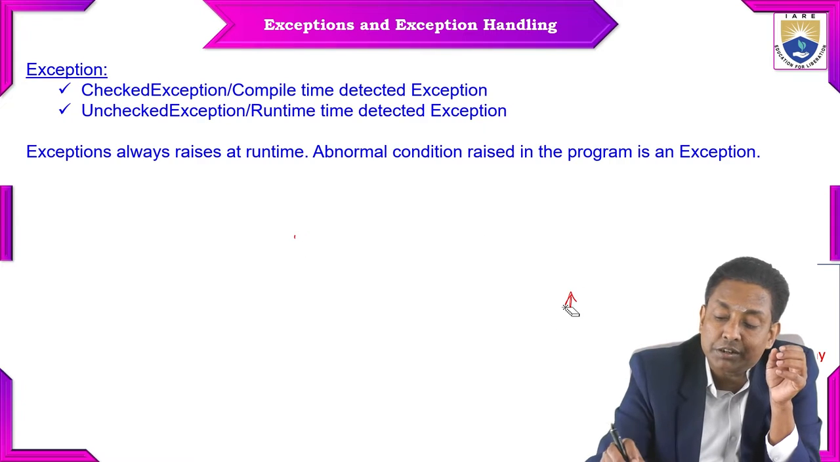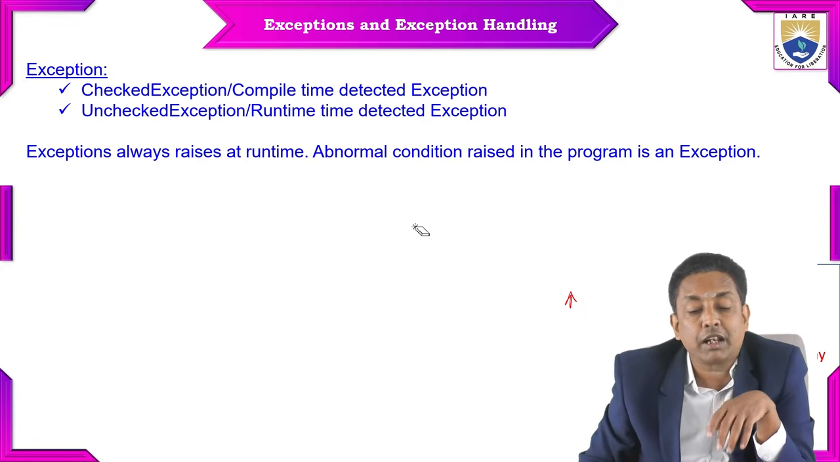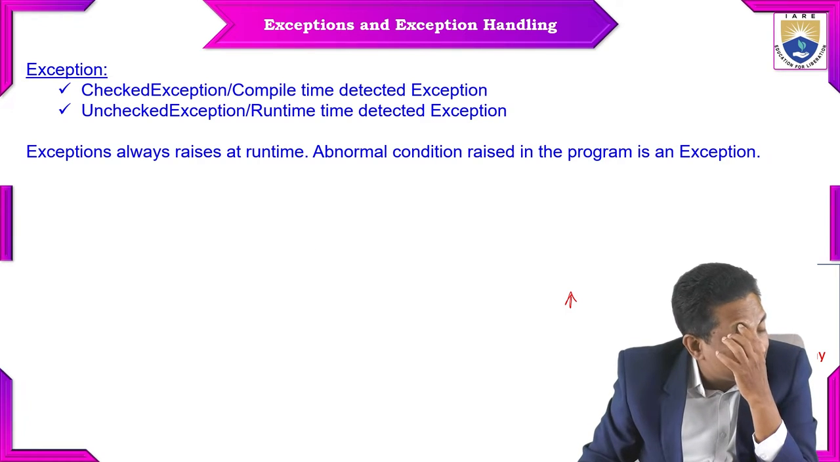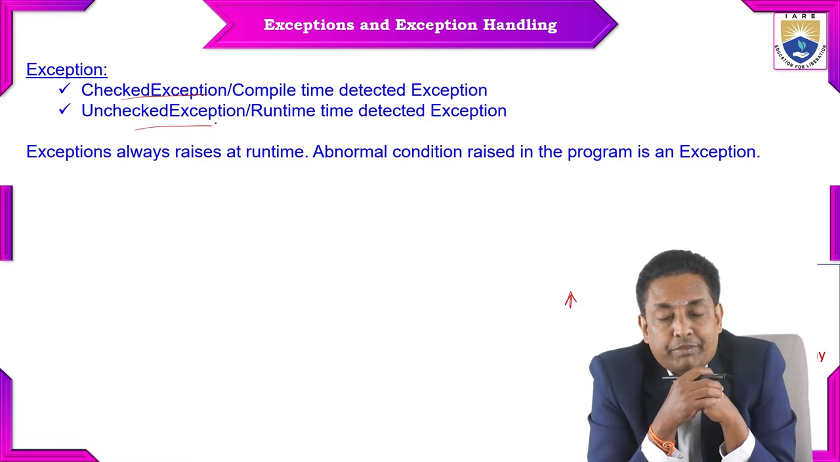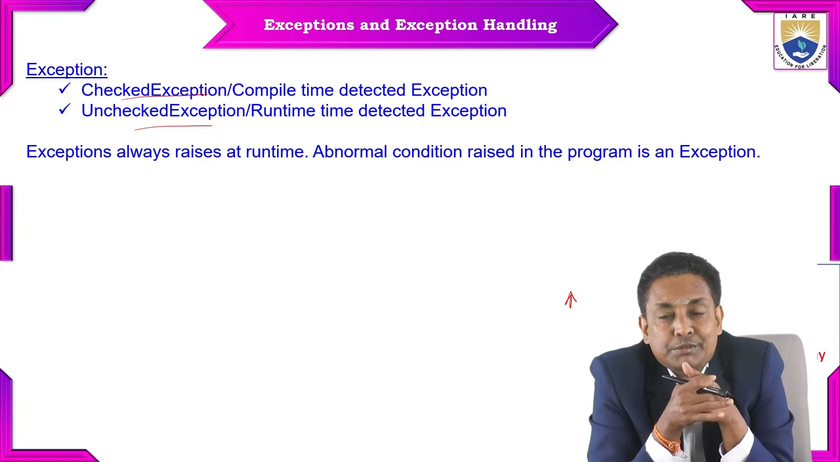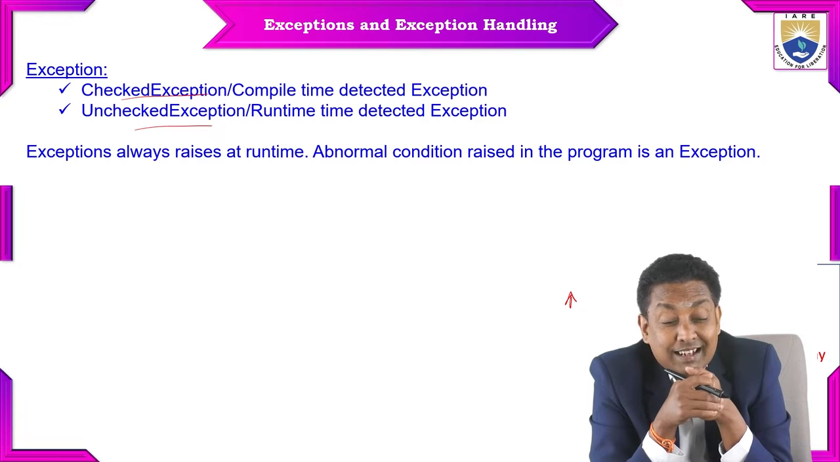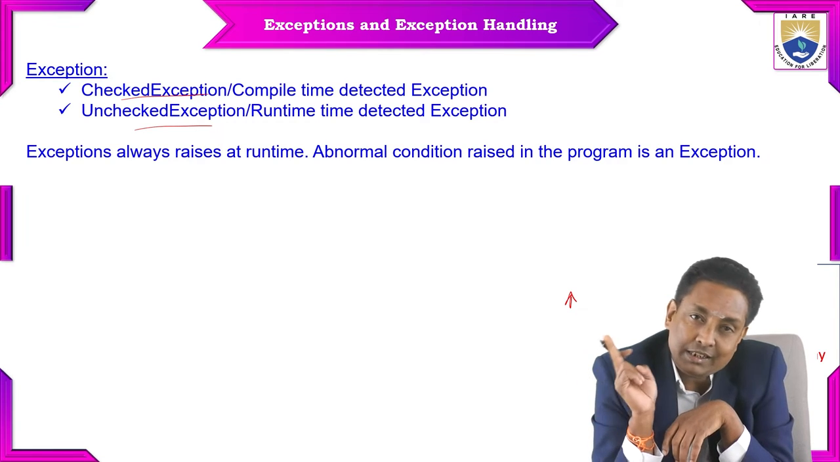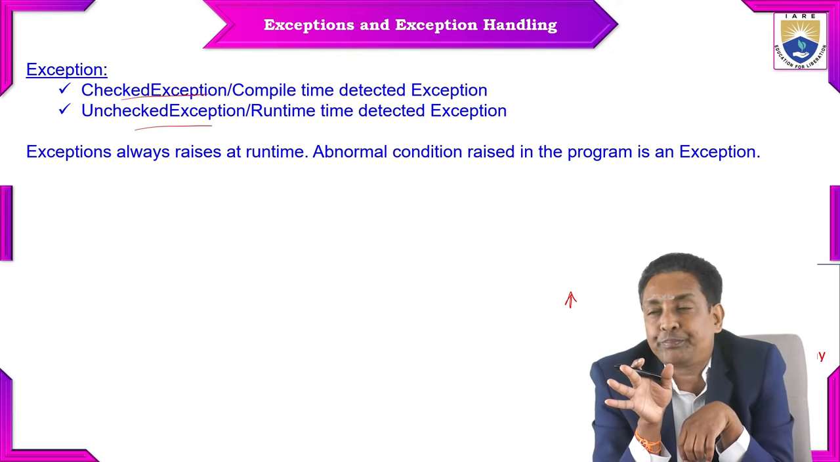But in exceptions also, we have two types of exceptions. Checked exceptions and unchecked exceptions. Exceptions are classified into two types: checked exceptions and unchecked exceptions. Checked exceptions are compile time checked exceptions or compile time detected exceptions. See, an exception always raises at runtime. No doubt, an exception always raises at runtime.